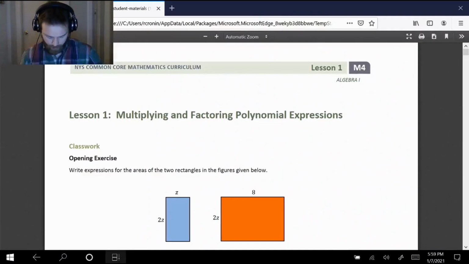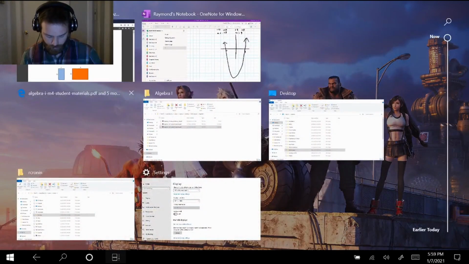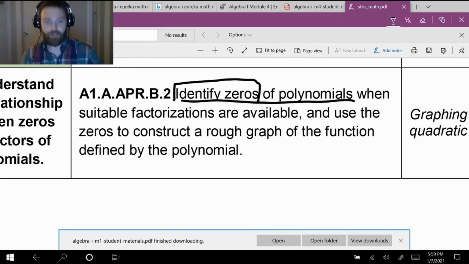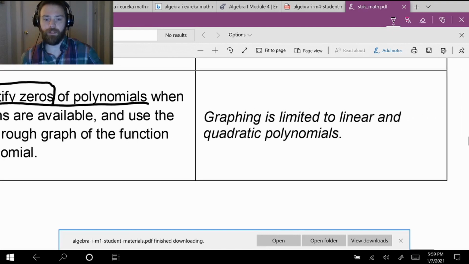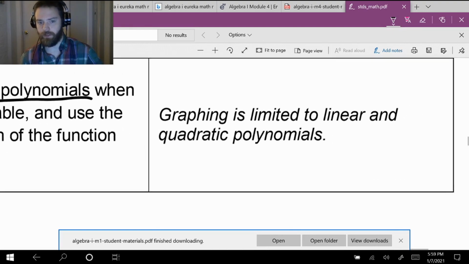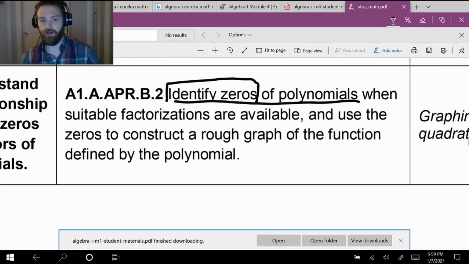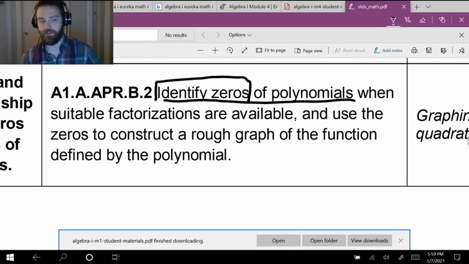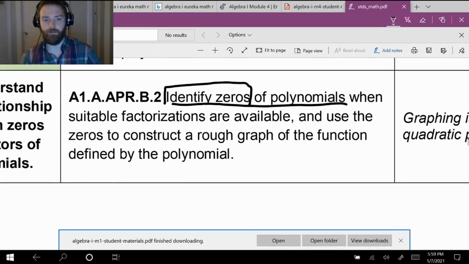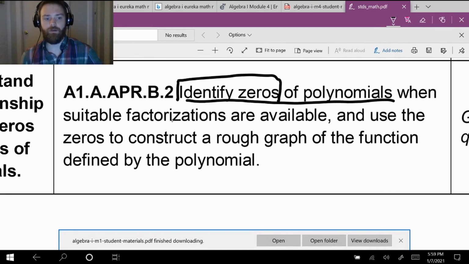our standard was mentioning something about identifying zeros of polynomials when suitable factorizations are available. That's factoring. So if we can factor a quadratic, we're good with that. Graphing is limited to linear and quadratic polynomials. So linear as well. So you need to be able to find x-intercepts of lines, but we've done that before in this class. And then we use those zeros to construct a rough graph of the function defined by the polynomial. If we have our a value and we have our zeros, we can construct a rough graph.